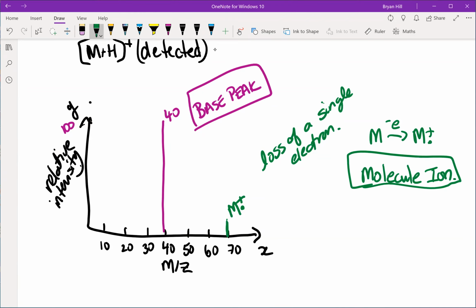Now, on occasion, you sometimes see a peak which is slightly larger than the molecular ion, and it might be like an M+2 peak, and this results from what?